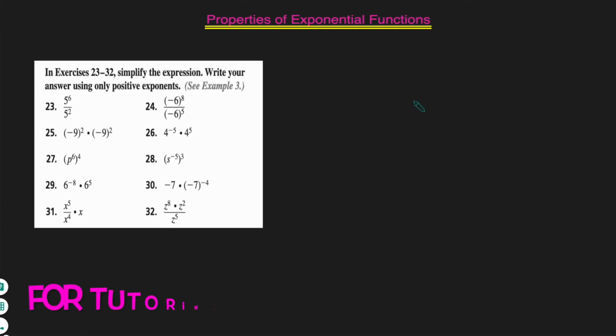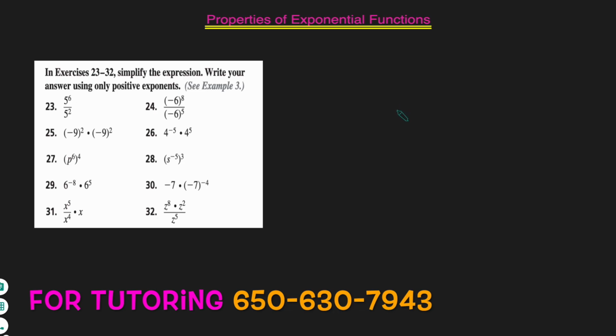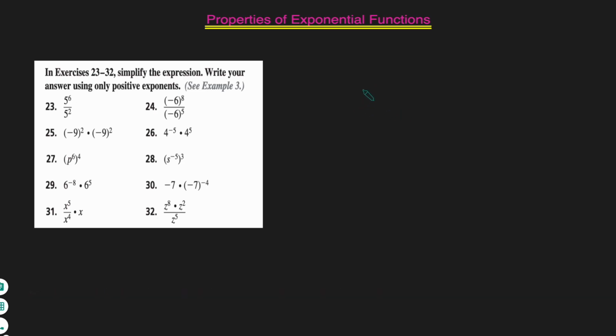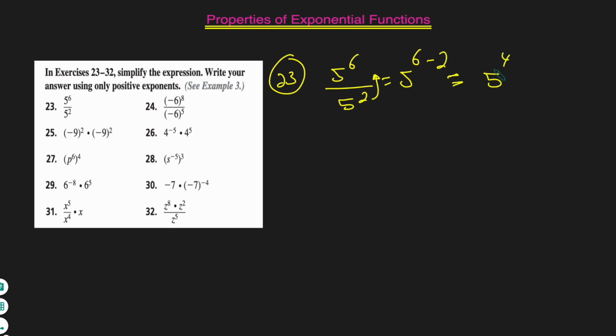In this exercise, we need to simplify the expression by writing the answer only using positive exponents again. So we'll do the odd problems. Let's start with problem number 23. 5 to the 6 over 5 to the 2. That will be 5 to the 6 minus 2. Based on the quotient rule, that'd be 5 to the 4.